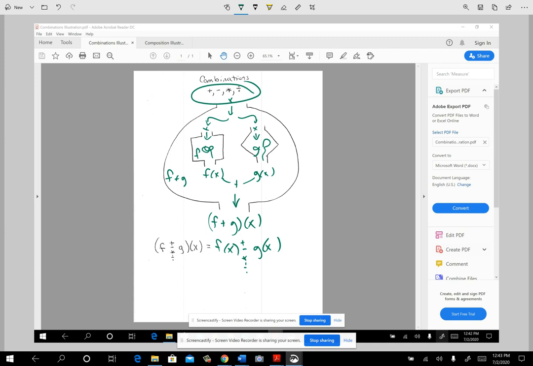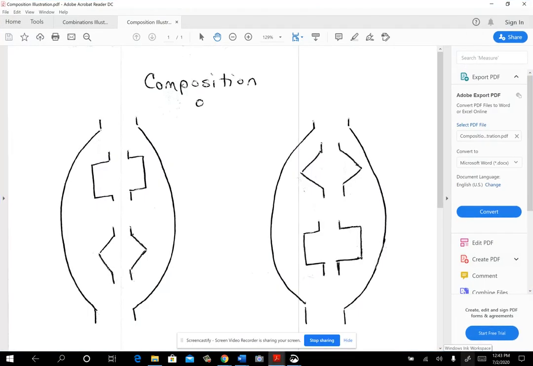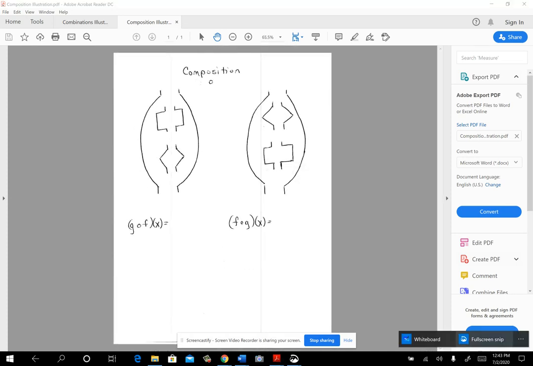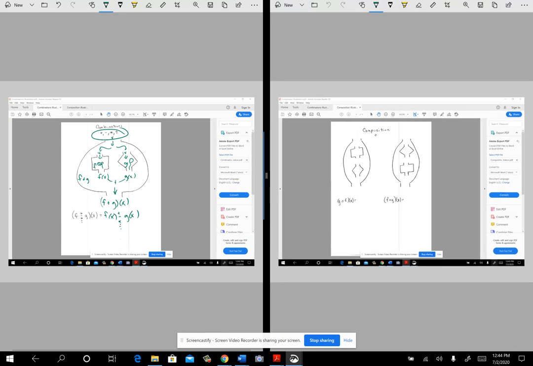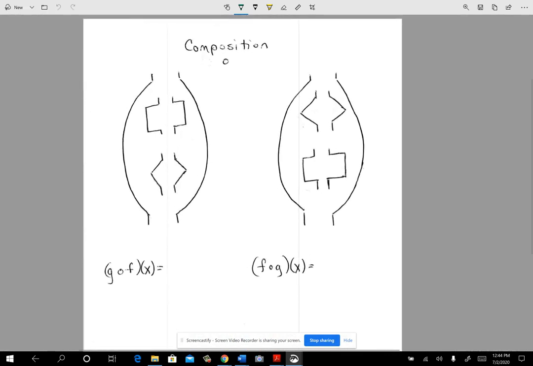Well, I want you to contrast that with this picture. So when you have composition, it's very different. And I want you to think about composition. What's happening is your functions aren't next to one another. Your functions are above one another. So if you're trying to think about what g of f of x would be, the name of this big machine is the composition of g with f. And then the illustration is going to tell us how it's defined.